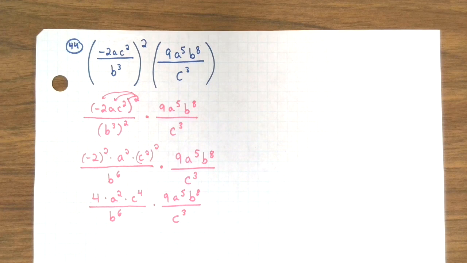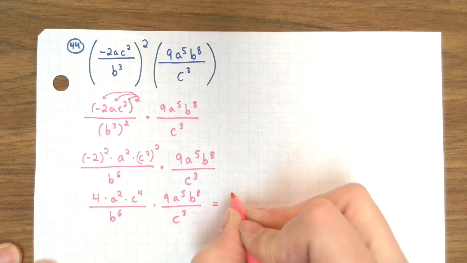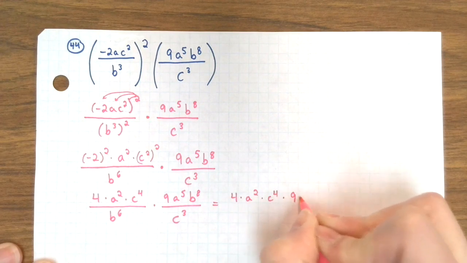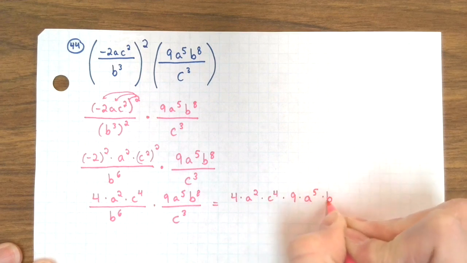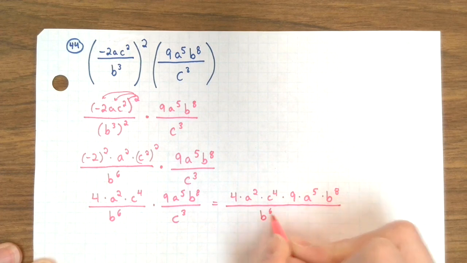Moving forward, we can actually multiply these together to make one giant quotient. So we're going to go ahead and do that. So we're going to rewrite this as 4 times a squared times c to the 4th times 9 times a to the 5th times b to the 8th all over b to the 6th times c to the 3rd.